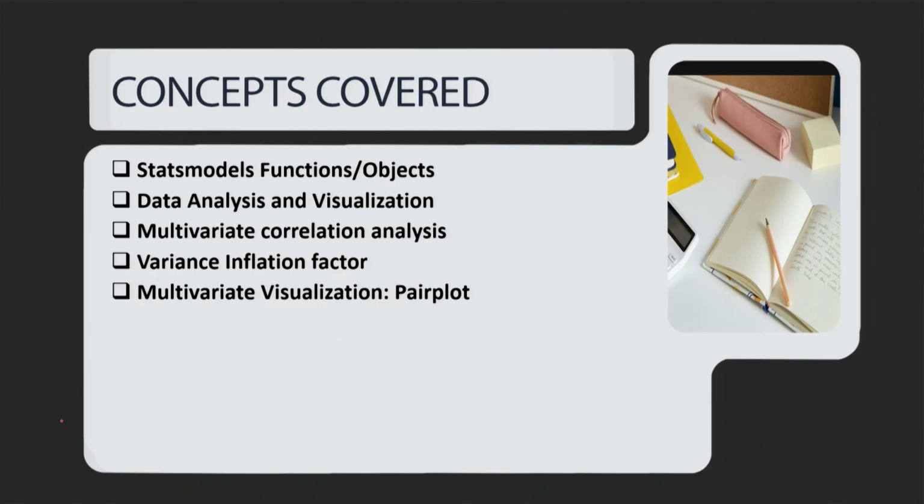So these are some of the concepts that we will cover. Statsmodels functions and objects, we will learn about that first, and then we will move back into data analysis and visualization. Within that we will cover multivariate correlation analysis, variance inflation factor, and of course we will also try to visualize these multivariate correlations, or how these are related, through pair plots.